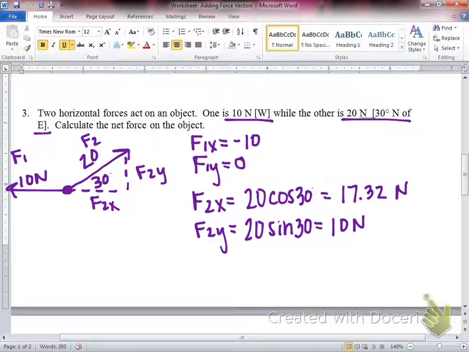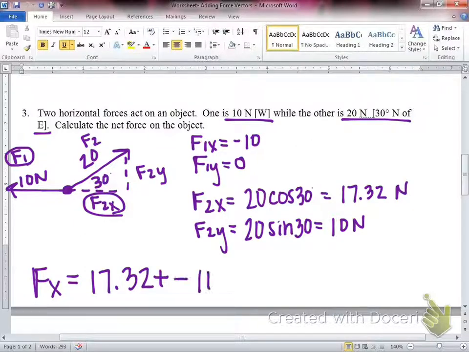If we want to look at F sub x, or our overall net force in the horizontal direction, we still take rightward forces minus leftward forces. So what's our rightward force here in the horizontal direction? 17.32, right? It's F sub 2x. This is our rightward force. This is our leftward force. So we take 17.32 plus negative 10, or you could just minus 10. That's fine. Which gives you 7.32 in the positive direction.